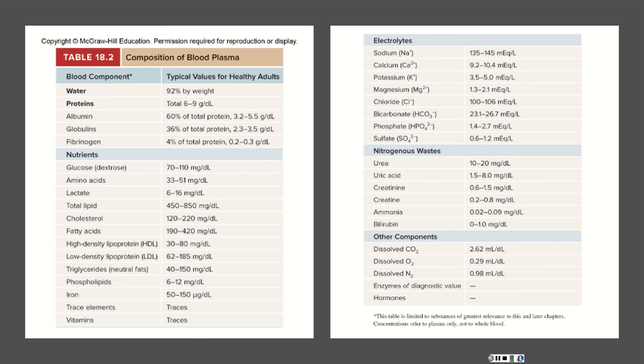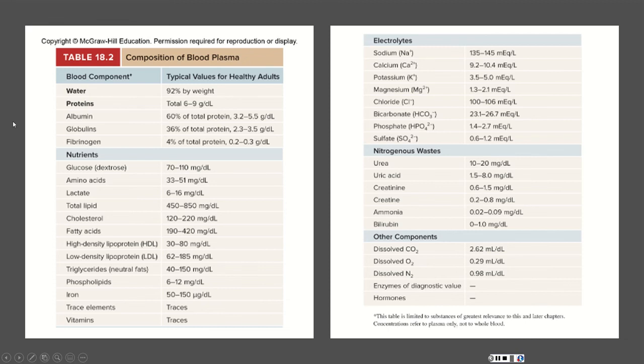Fibrinogen. Fibrinogen is a protein that's dissolved in our blood, but when we go to form a blood clot to keep us from bleeding, fibrinogen goes through some changes and it becomes something that is no longer soluble. So we'll talk about that later in this chapter also. Fibrinogen is a soluble protein involved with blood clotting.